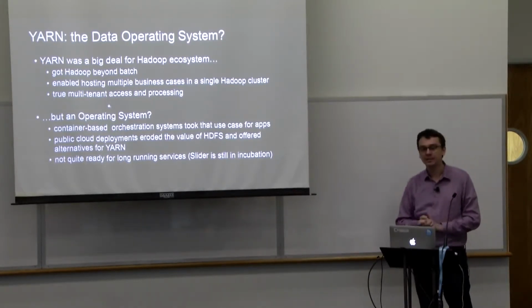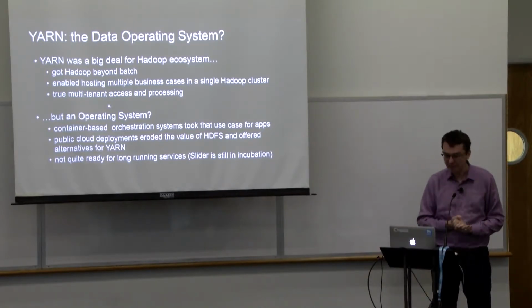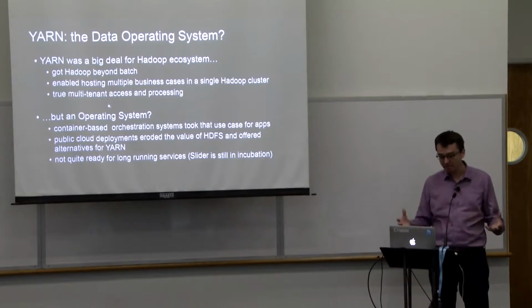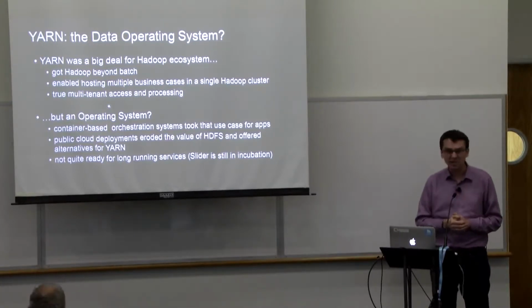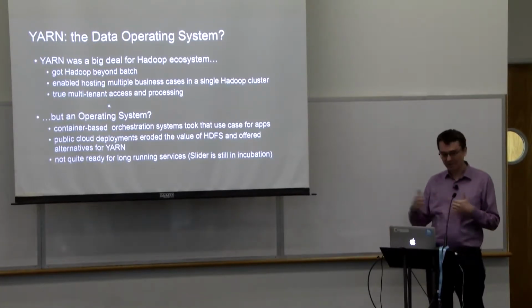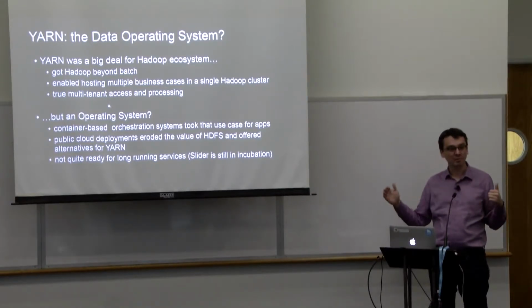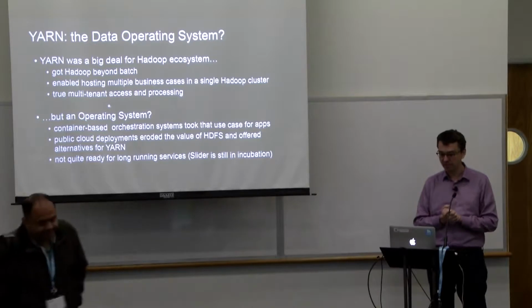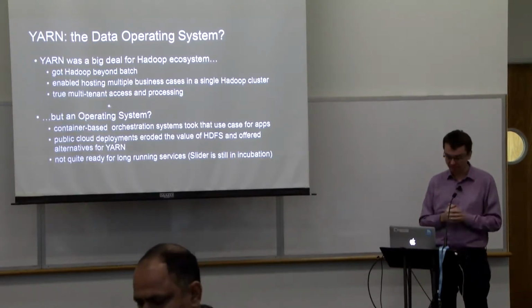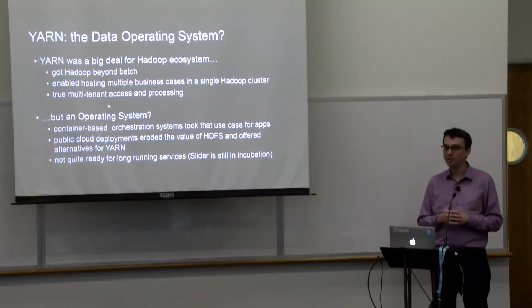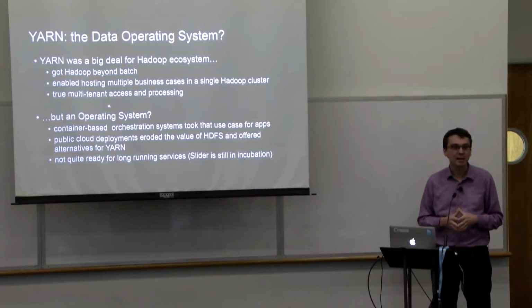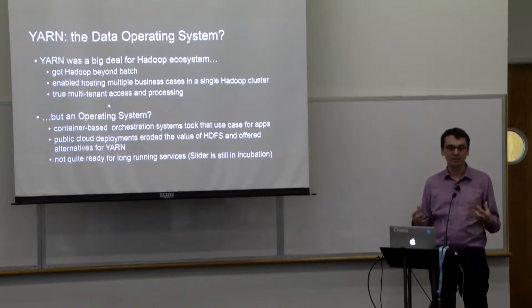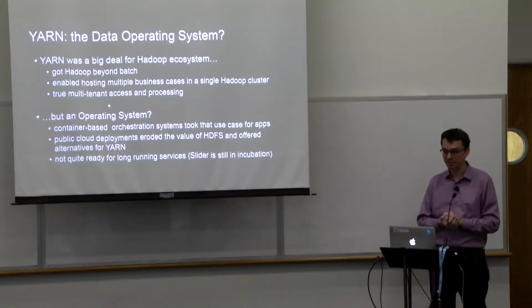Well, Yarn is fine and nice, and it was a big deal for the Hadoop ecosystem when it came out. It was meant to be the data operating system. And again, it got Hadoop beyond batch. It enabled hosting multiple business cases on a single Hadoop cluster. But as an operating system, I don't think it quite solved the end-to-end problem nicely. It actually allowed some of the container-based orchestration systems to take that use case for application development. And it's really not quite ready for running services. Slider is still in incubation after 3 or 4 years by now. I don't even remember. So Yarn is nice when it's there, and it's part of the Hadoop ecosystem, but it's not catching on the same way that Kubernetes or any of these other container orchestration systems are catching on.